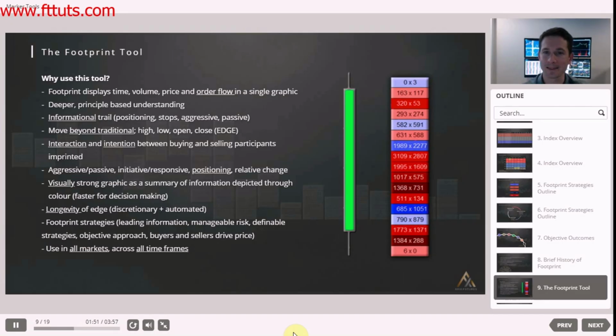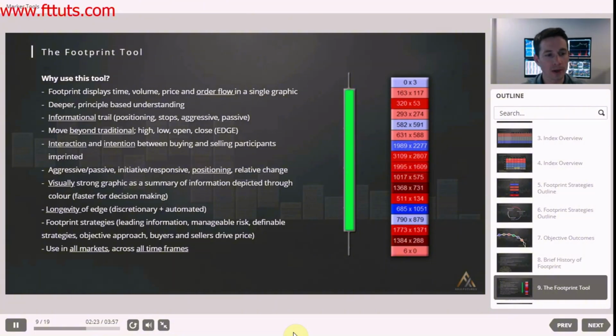So what we mean by that is we can very often pick up where buyers and sellers are positioning themselves, where their stops might be, whether or not those sellers and buyers are aggressive or passive. This informational trail can be extremely valuable information when charting the markets. The next reason why we utilize this tool is that we can actually develop a unique edge. Why? Because we're moving away from the traditional high and low, open and close only features of a traditional candlestick.